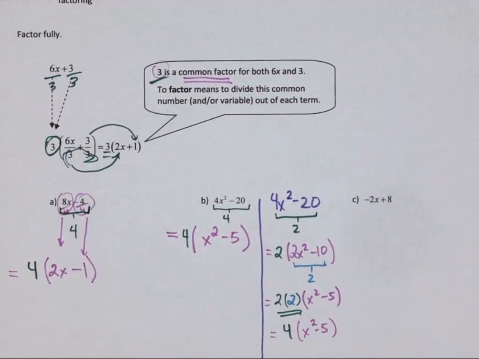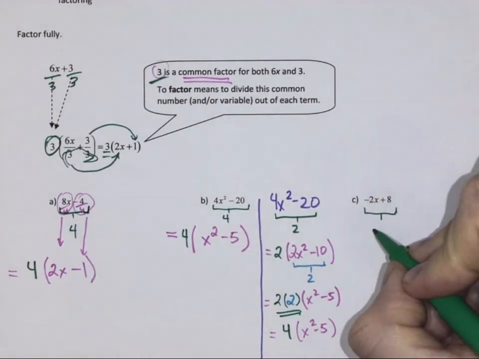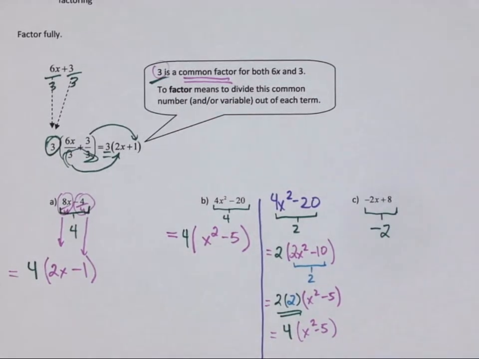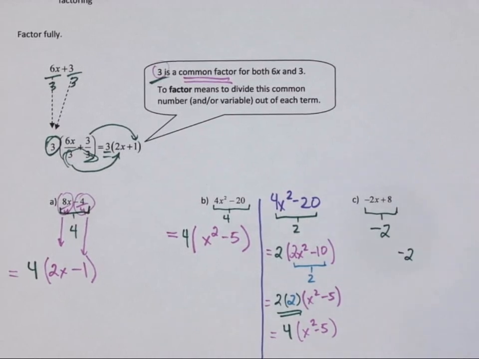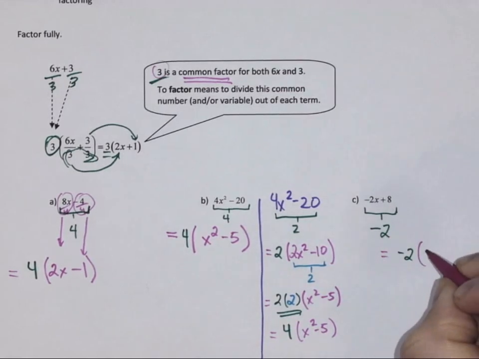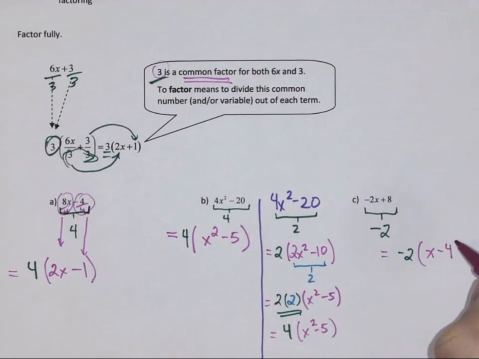If we try another one, if there's a negative leading the first term, I might choose to factor out a negative number. In this case, negative 2 and 8, they're both even. 2 is the biggest number that can go into each of them, so that goes in front. Negative 2x divided by negative 2 is positive 1x. 8 divided by negative 2 is negative 4. Done.